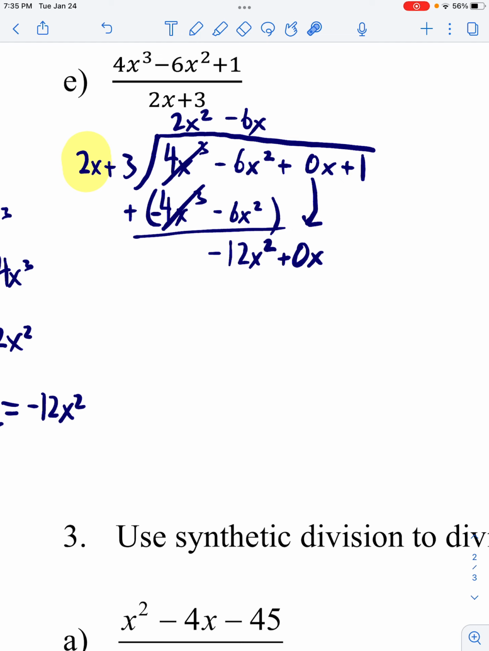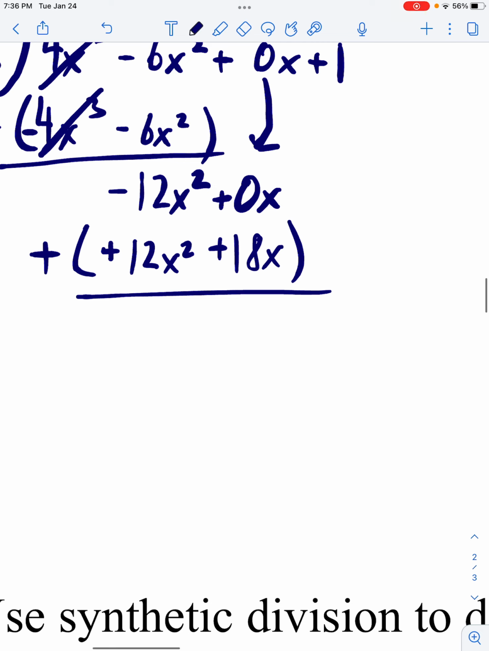So minus 6x times 2x is minus 12x squared. Minus 6x times 3 is minus 18x. Subtract. Do your subtraction. So let's change this into a plus, then flip these two signs inside the parentheses. Minus 12x squared plus positive 12x squared, that cancels. 0x plus positive 18x is 18x.